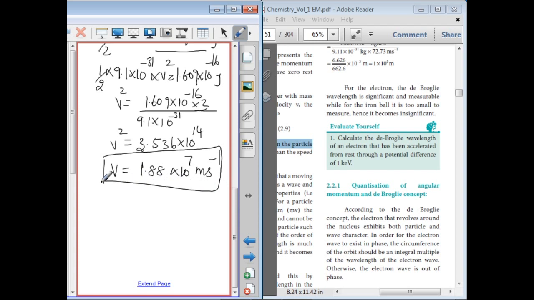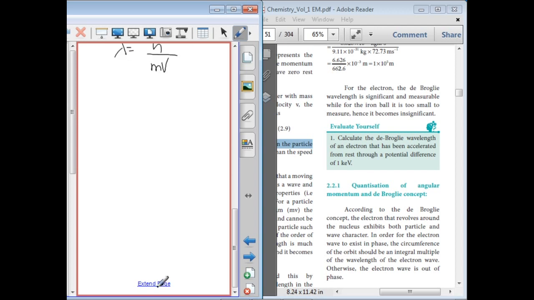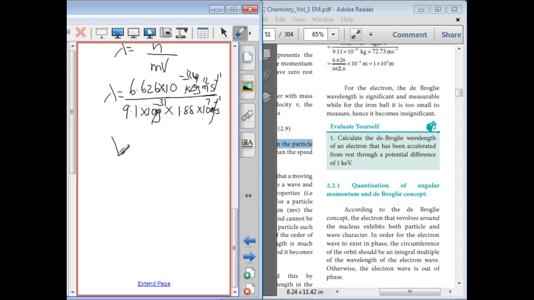Next we are going to apply the formula lambda equal to h by m into v. So lambda equal to, what is h? Planck constant 6.626 into 10 power minus 34 divided by what is the mass of electron? 9.1 into 10 power minus 31, and then what is the velocity? We already calculated 1.88 into 10 power 7 meter second inverse. Lambda equal to 3.87 into 10 power minus 11 m.